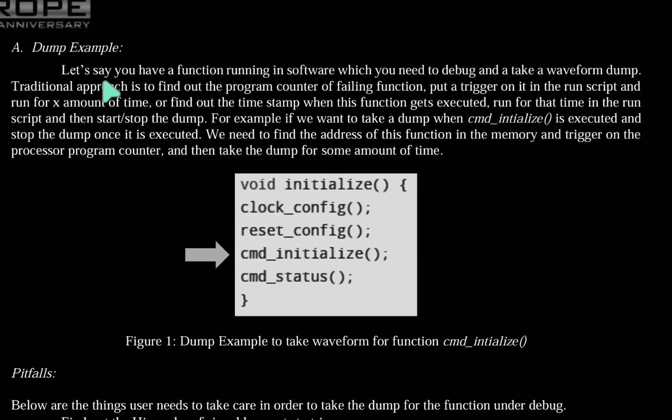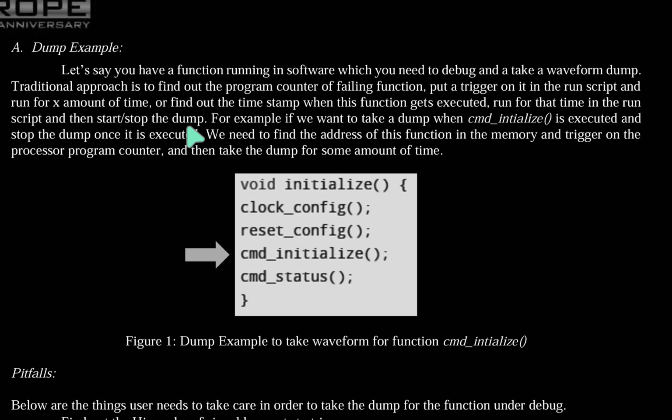Dump example. Let's say you have a function running in the software which you need to debug and take a waveform dump. The traditional approach is to find out the program counter of the failing function and put a trigger on it in the run script and run for X amount of time. Or find out the timestamp when the function gets executed, run for that time in the run script, and then start and stop the dump.